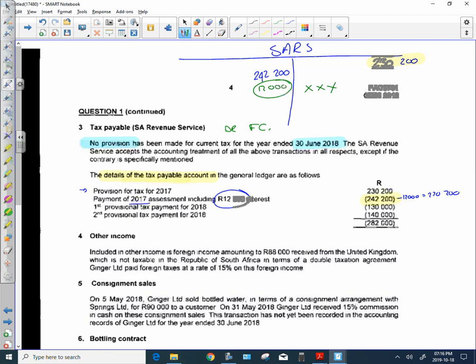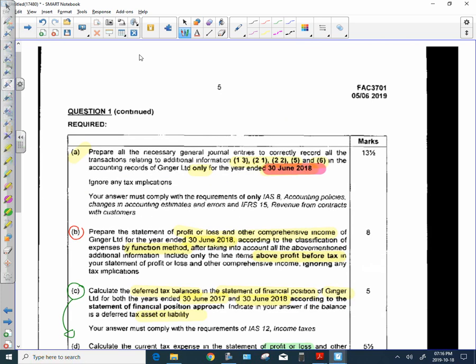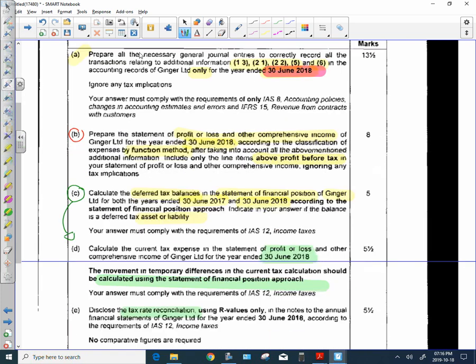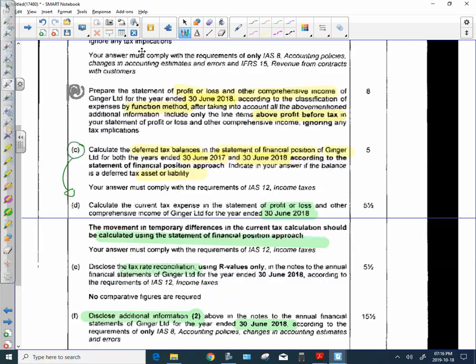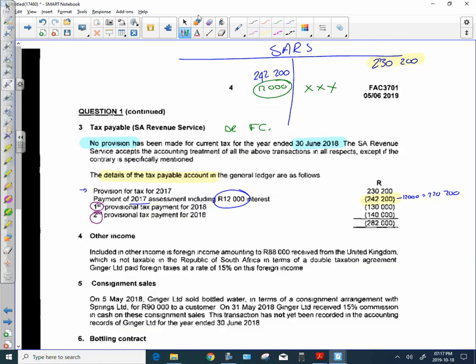Then I have a first provisional and a second provisional payment. Just to refresh my mind, calculate the deferred tax, calculate the current tax expense, tax rate recon. I didn't need these provisional tax payments. They asked me to calculate the current tax expense, not the current tax due. Had they asked me for current tax due, I would have taken off those 2 balances. Okay.